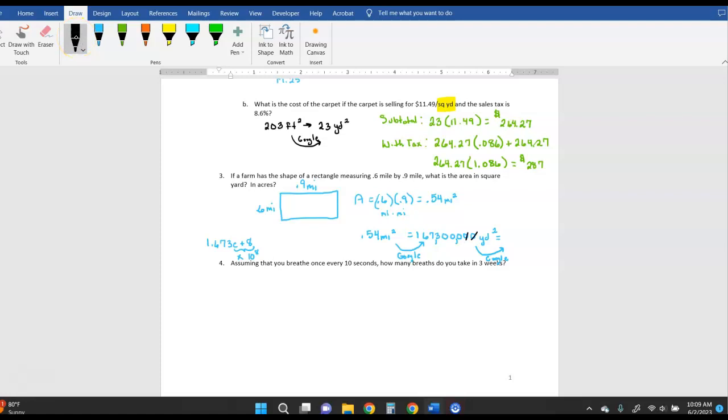So 1, 2, 3, 4, 5, 6. So our answer is actually going to be 1, 2, 3, 4, 5, 6 square yards. So that's 1,673,000. And then we end up with 345. What happens when we lose that decimal place? 345.6 acres.